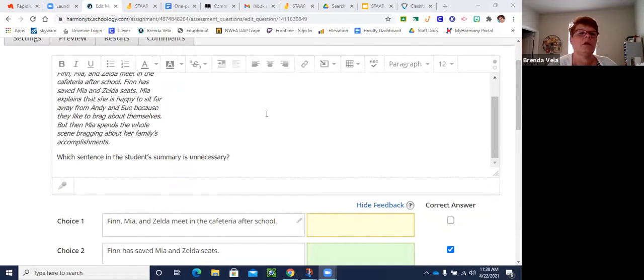Okay, and think about a summary. Remember, a summary has to have a beginning, middle, and end. Just like you learn in elementary school, beginning, middle, and end of a story. Now we call them exposition, climax, and resolution. Have to have those.